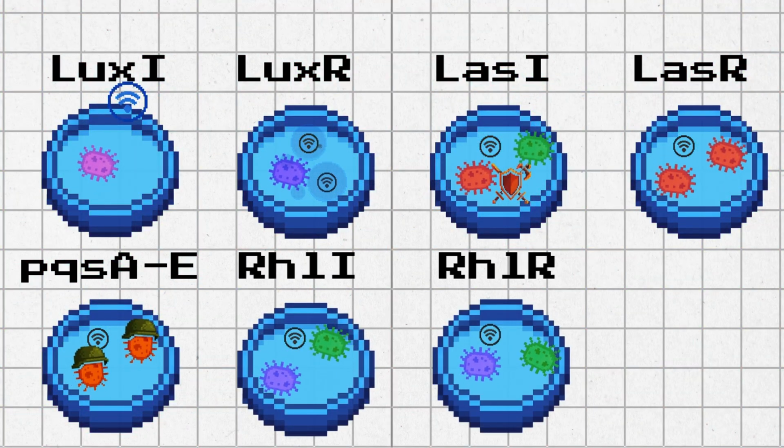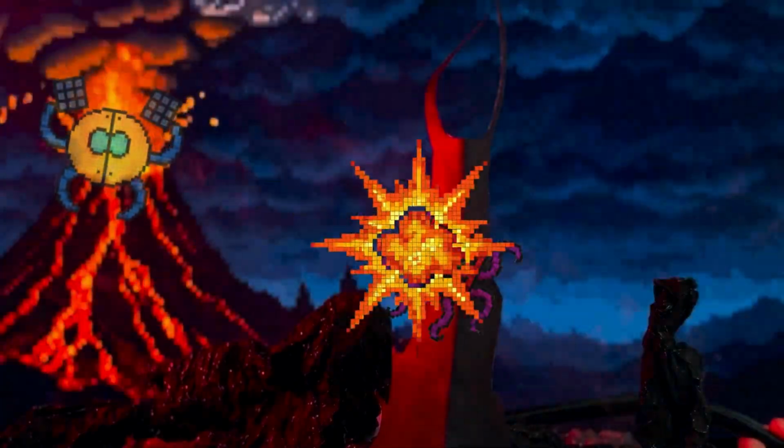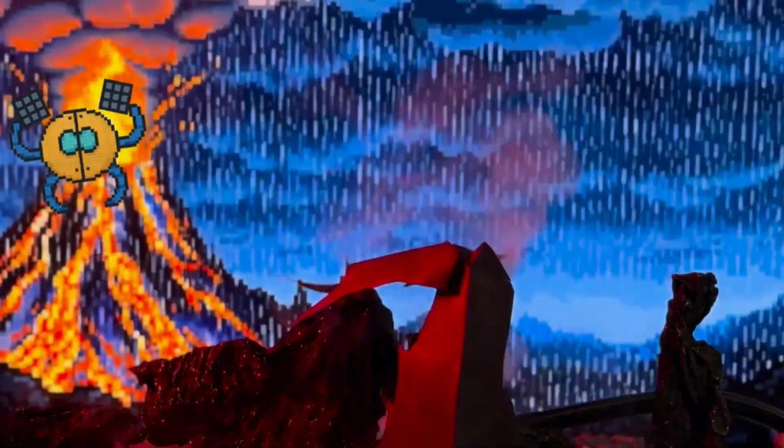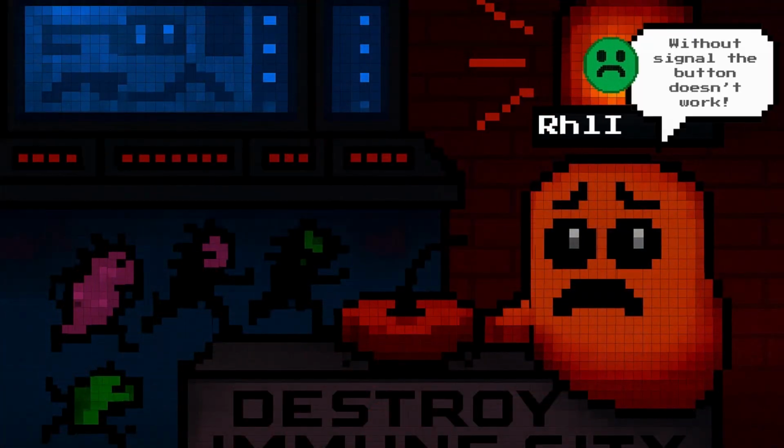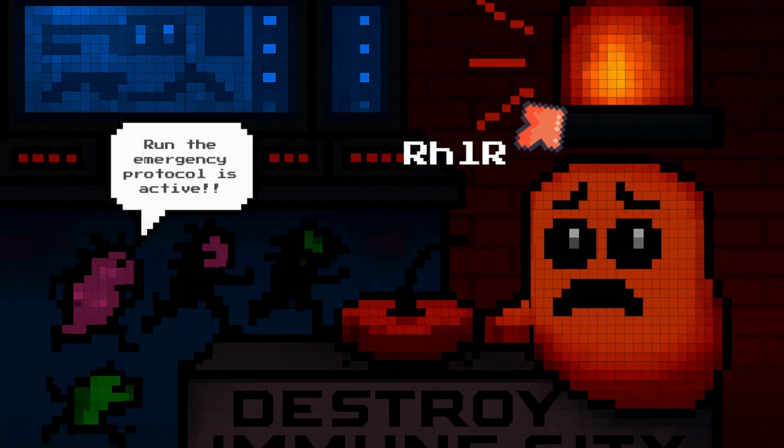RhlR reads them and adjusts how the bacteria will move. The enzyme destroys the satellite, causing it to fall on top of the base, while the bacteria inside the base evacuate upon hearing the RhlI code, and RhlR translates the code, forcing them out of the base.